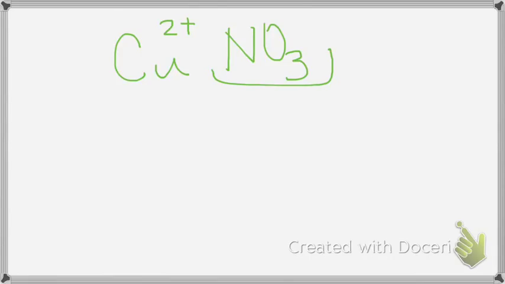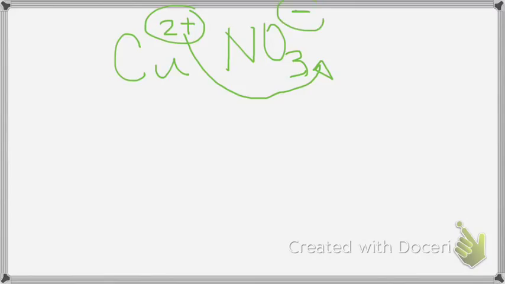Well, if it's copper 2 plus, nitrate has a -1 charge overall. So we're going to actually first need to balance the formula for this. So the 2 is going to go down here to be the subscript for the nitrate, and the -1 is going to end up being the subscript for the copper.